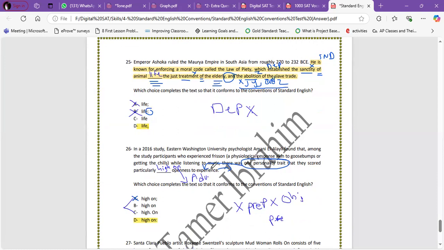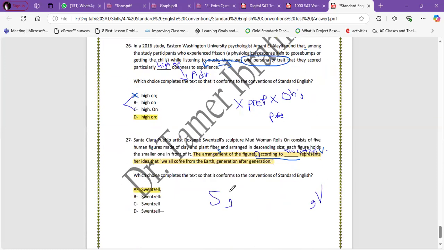Let's find the sentence. Where is the sentence? Here, from here. In a 2016 study, Eastern Washington University psychologist Amani Al-Alili found that among the study participants who experienced friction, a physiological response akin to goosebumps or getting the chills while listening to music, take care. From here till here, it's not essential because I told you, don't separate the preposition, but we have here comma and we have here comma, so it can. There was one personality trait. There was this independent noun that they scored particularly high on. Yes, we can stop here because on here it's not a preposition. Here it's an adverb. One personality trait that they scored particularly high on. Done. Then we can put full stop or colon or semicolon, whatever. But because here he said openness to experience, this explanation, so I'm going to put colon.